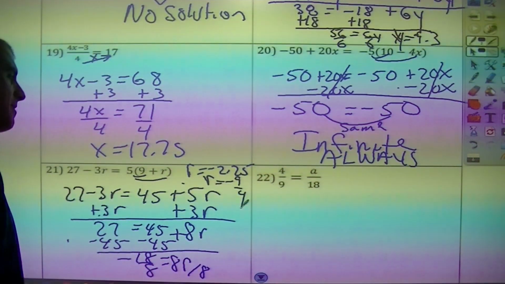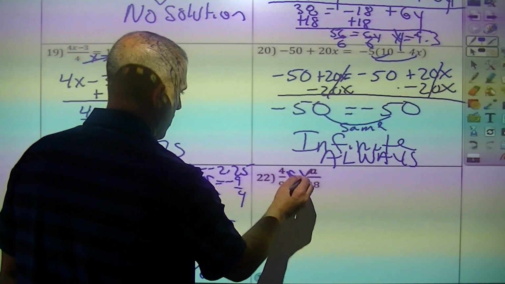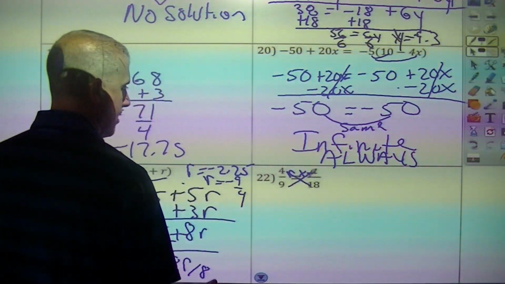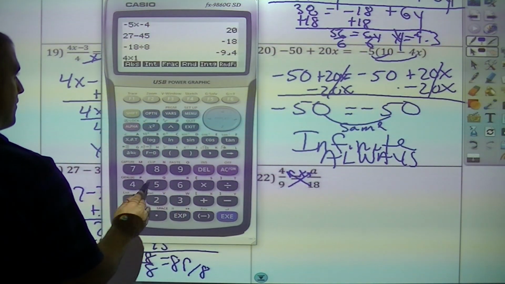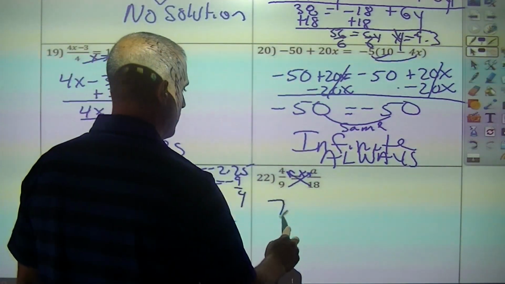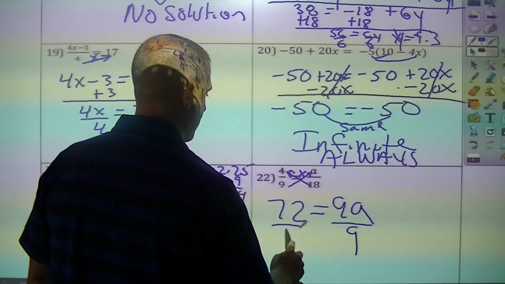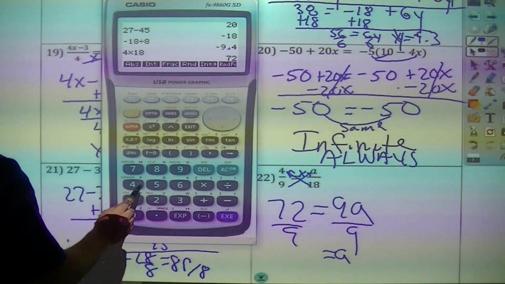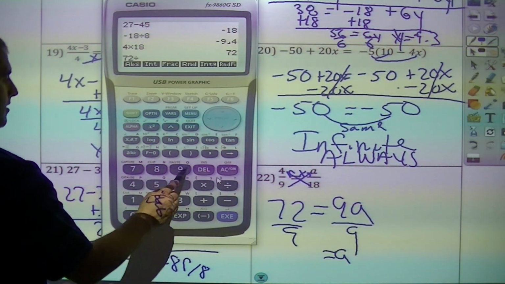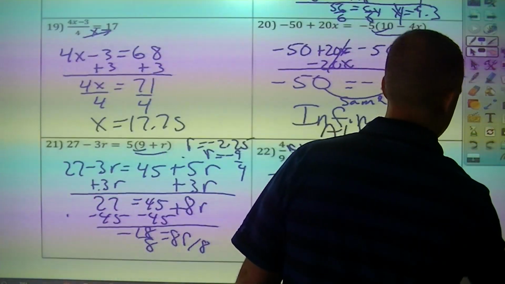Okay? All right, same deal here. I got all kinds of fraction stuff going on. I'm going to cross multiply this. So I got 4 times 18 and 9 times a. 4 times 18 is 72. 9 times a is 9a. And now I'm back to just solving a regular equation where I would divide by 9. And that's going to be a equals 8. I think that's it for that page.